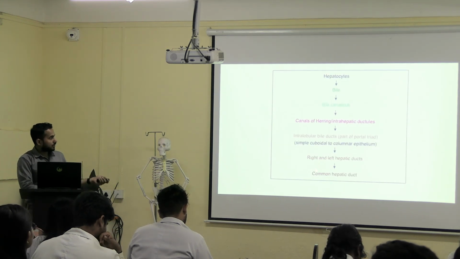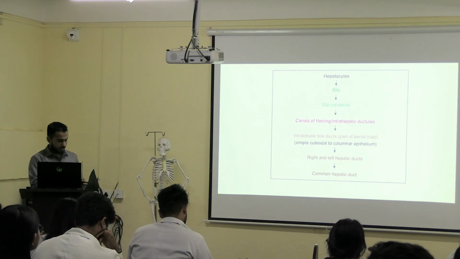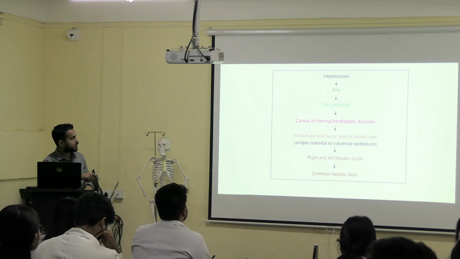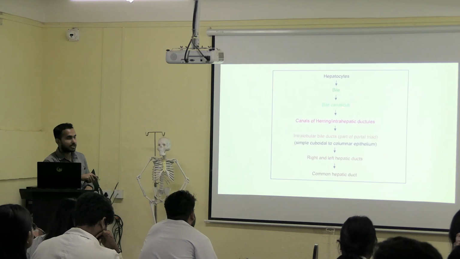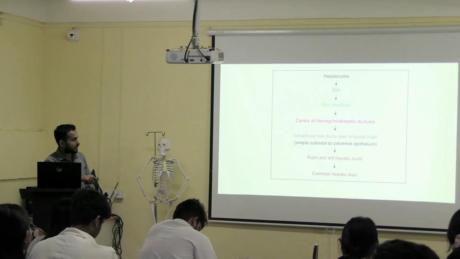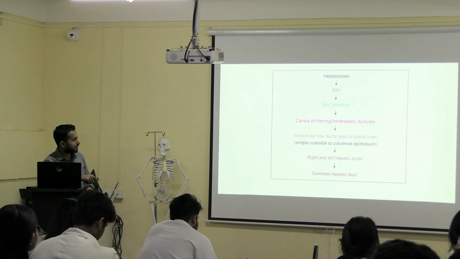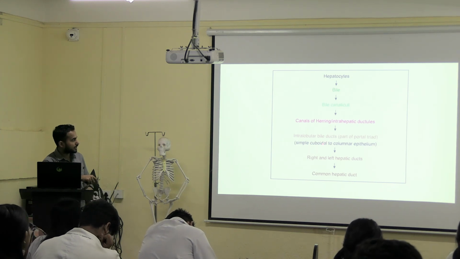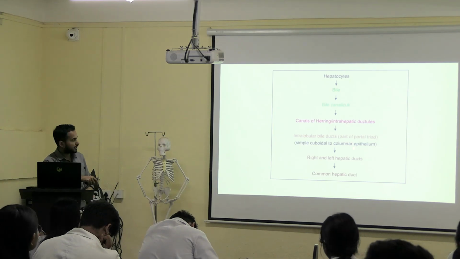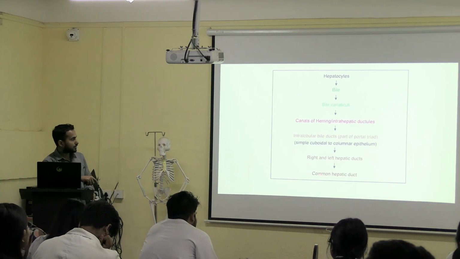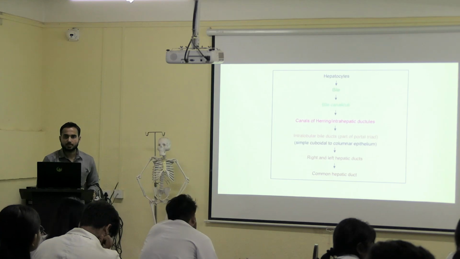Now this is the flow of how the bile is flowing. First, you can see it starts from the hepatocytes. From the hepatocytes, the bile which is produced is poured directly into the bile canaliculi. From the bile canaliculi, it goes to the canal of Herring, also called the intrahepatic ductules. After that it goes to the interlobular and then the intralobular bile ductules, where the smaller ones are lined by cuboidal epithelium and the larger ones by columnar epithelium. Then they form the right and left hepatic ducts. These join together to form the common hepatic duct. Like this, the bile comes out of the liver.